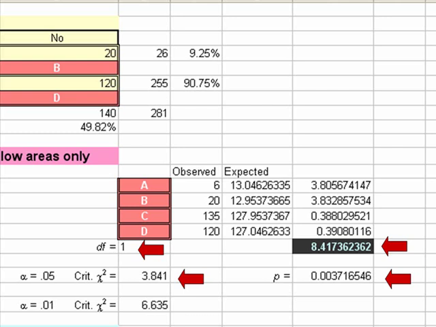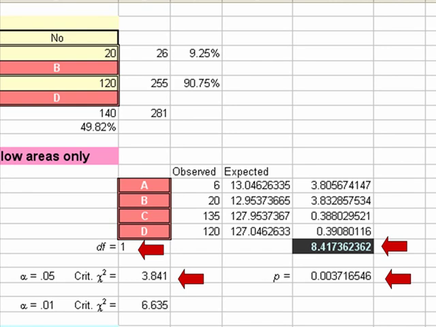Now we can tell this data is significant. We can tell that because our observed value, 8.417, is higher than our critical value of 3.841. So we know we're going to reject H0 and say our data is significant. Another way of knowing is to look at our p-value. Here our p-value is 0.0037. Well, that's less than 0.05, so we're willing to make the bet and reject the H0. So that would be significant at 0.05. It's even less than 0.01, so had we used an alpha level of 0.01, this also would have been significant.